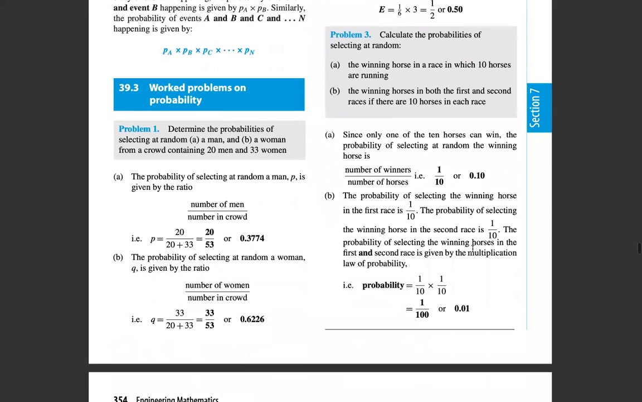So look at this example here. You have 10 horses in a race. What's the chance that a horse wins the race? Like, pick one of the horses. What's the chance that he wins the race? It's 1 out of 10. That's simple enough.